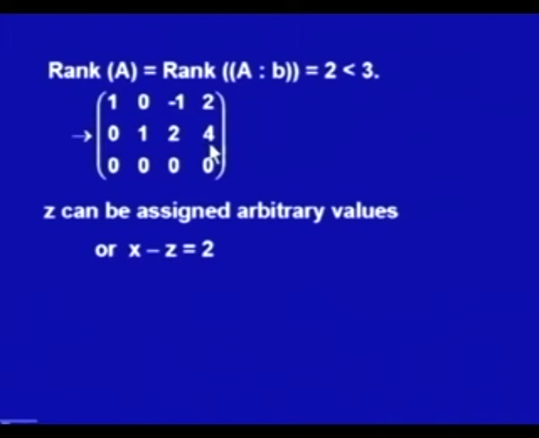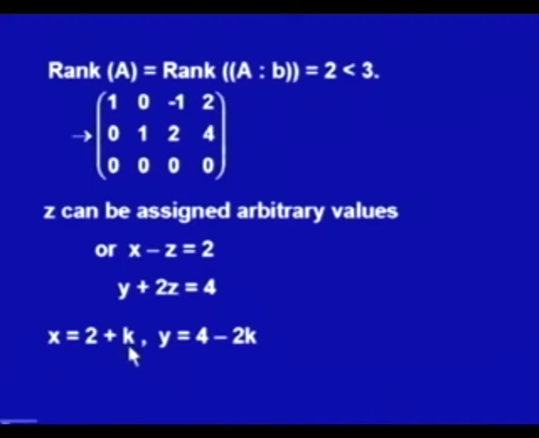x minus z is equal to 2 from the first equation, and from the second equation y plus 2z is equal to 4. So, now we have only 2 equations in 3 variables. We can assign any arbitrary value to z, let us say k, then x is equal to 2 plus k and y is equal to 4 minus 2k, and these two equations are satisfied.